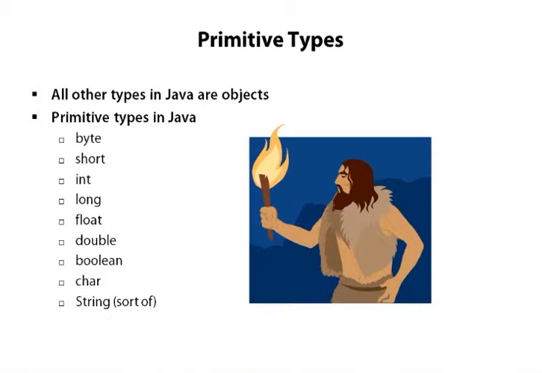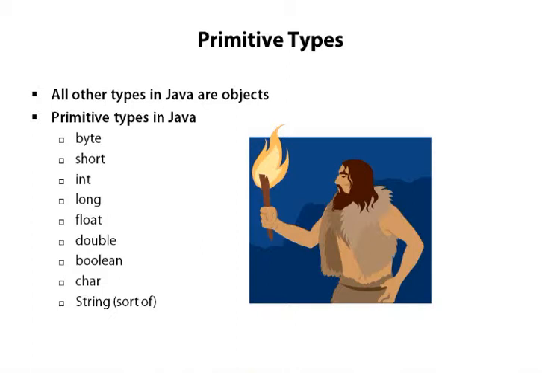A float is a 32-bit decimal number. A double is twice that. It's a 64-bit decimal number. A boolean is true or false. It's a 1-bit value. And a character is a 16-bit character, a character that you would find on the keyboard. It's basically a letter or number. And then finally, the last type, which is not really a primitive type but is treated like a primitive type in Java, is a string.